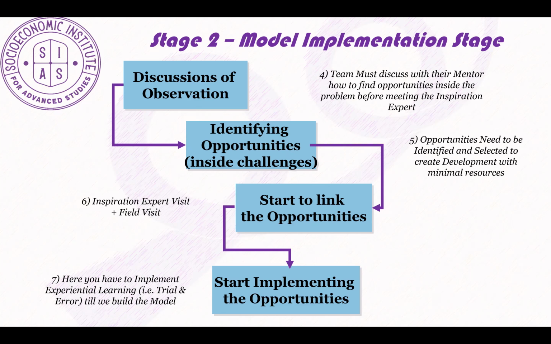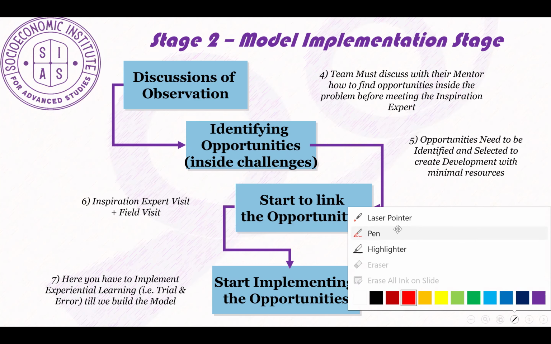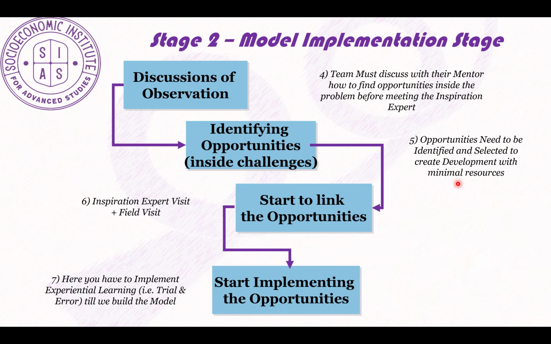And this is a process that might take longer time, because sometimes it is not enough to collect the primary data. You need to also have secondary data. And here the opportunities need to be illustrated more and selected to create development with minimal resources, which means that we create development by exploiting the non-financial wealth and the non-financial assets within the community, like the natural asset, the physical asset, the social asset, and so on.